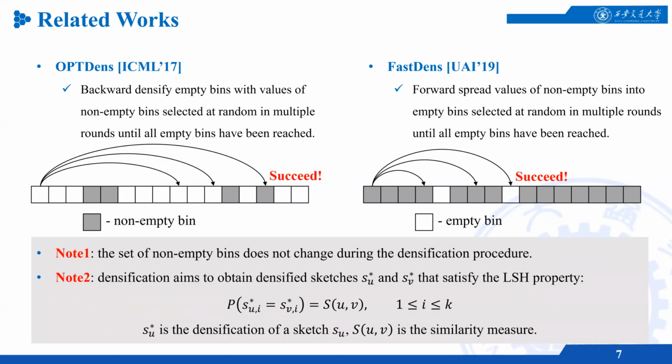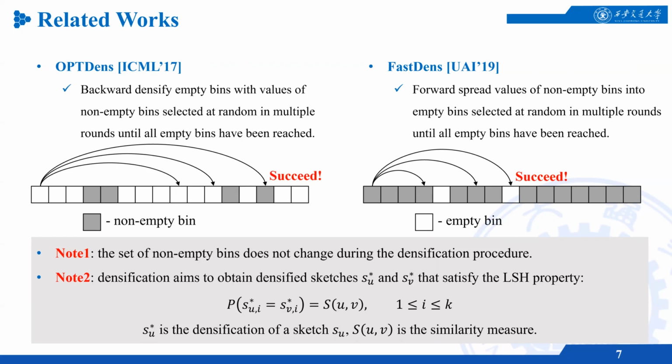To address the above issue, some densification techniques are proposed to densify empty bins using the values of non-empty bins at random. Here, we list two classical densification methods, OPT-dense and fast-dense. OPT-dense backward densifies empty bins with values of non-empty bins selected at random in multiple runs until all empty bins have been reached. Fast-dense forward spreads values of non-empty bins into empty bins selected at random in multiple runs until all empty bins have been reached.